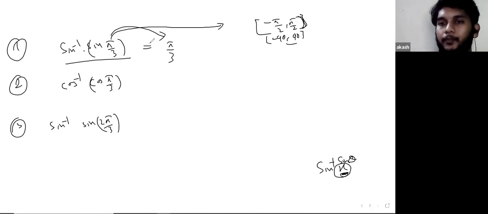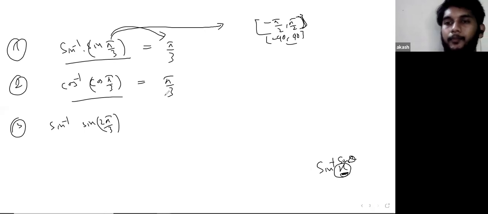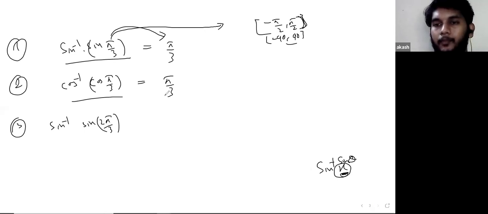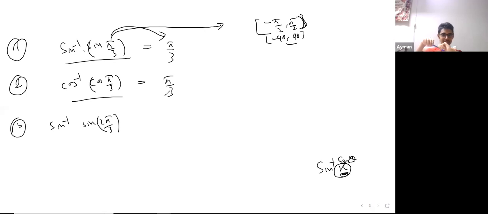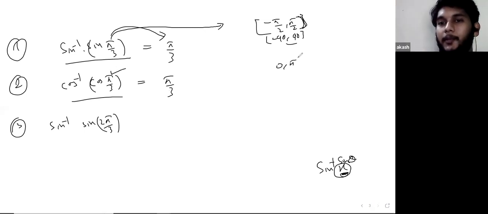So can you answer for this? Pi by 3. Why so? It's because of the property. No, first you have to check. Pi by 3 lies between 0 and pi.